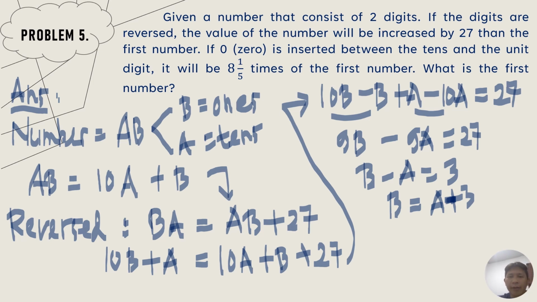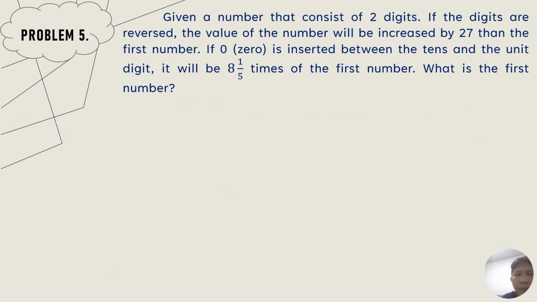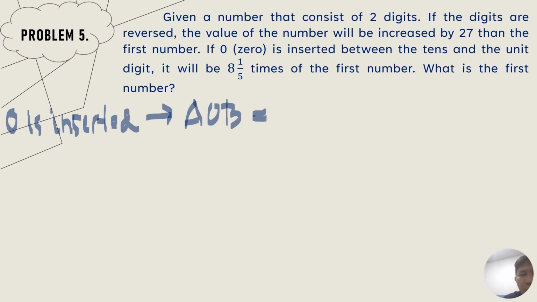Then because we don't have enough space, let us continue to the next slide. In the next sentence, they say that if 0 is inserted, so we're gonna write 0. So this becomes A0B equals 81 over 5 times of the first number. The first number is AB.